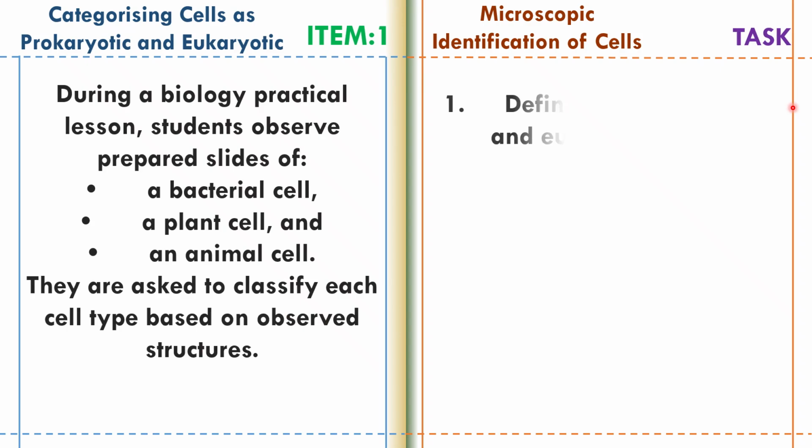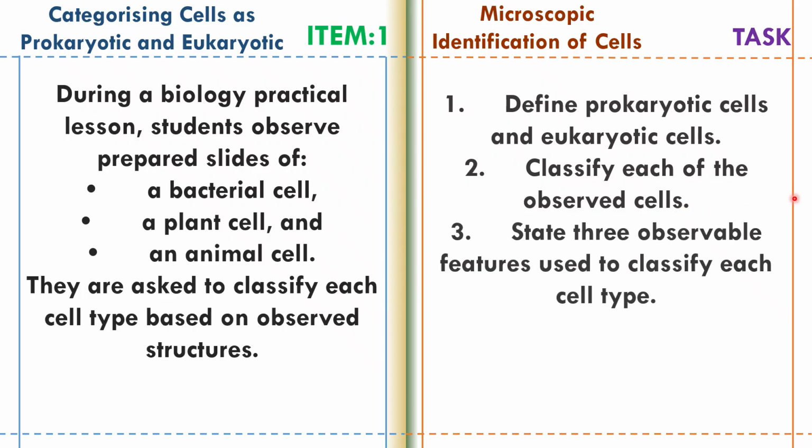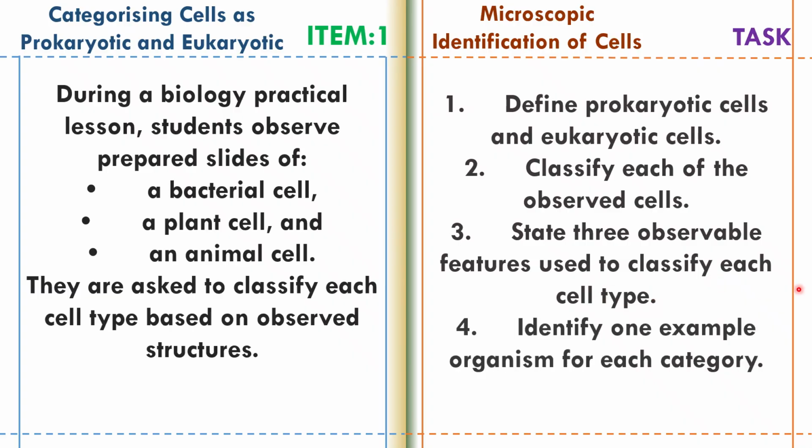Task: define prokaryotic cells and eukaryotic cells. Classify each of the observed cells. State 3 observable features used to classify each cell type. Identify one example organism for each category.